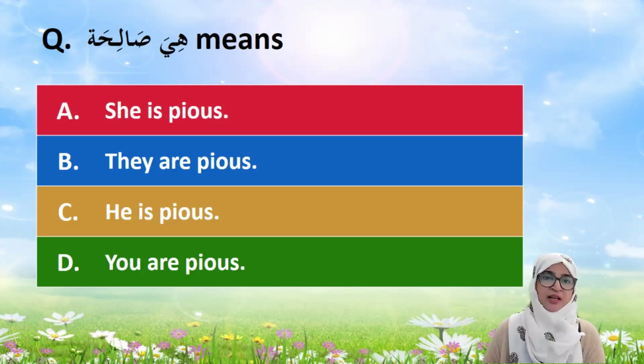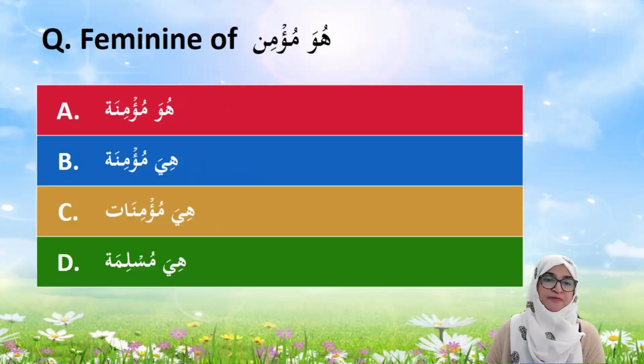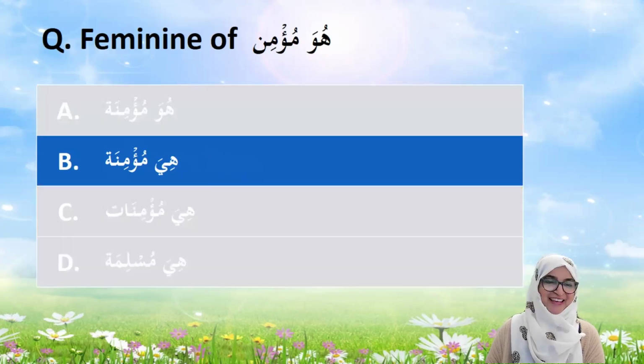Okay. Hiya Saliha. So auntie, what is the meaning of Hiya Saliha? She is pious. Mashallah, very good. And what's the feminine of Huwa Mu'min? Hiya Mu'mina. Mashallah, good. Hiya Mu'mina. Okay, you picked it up so well.